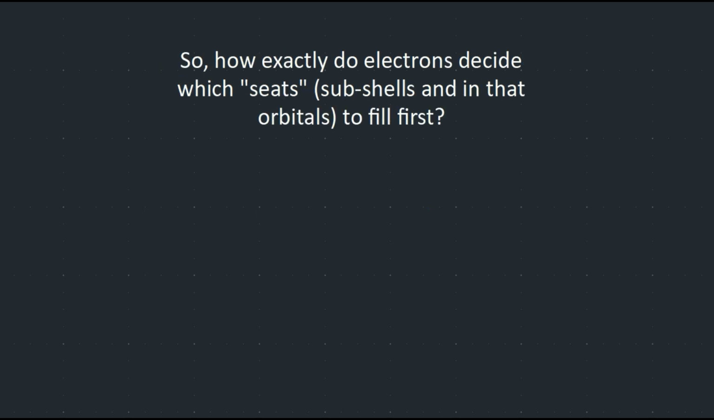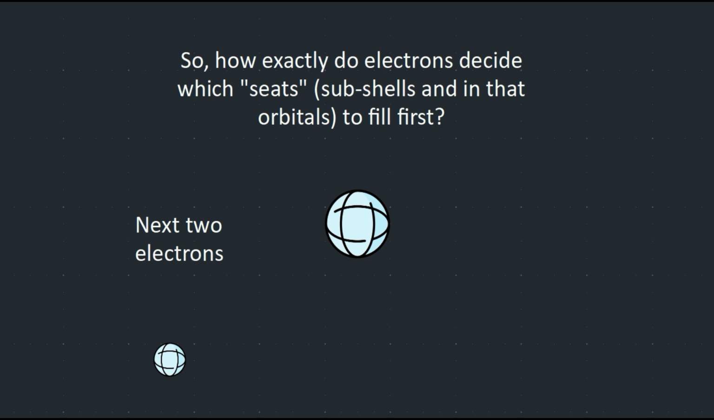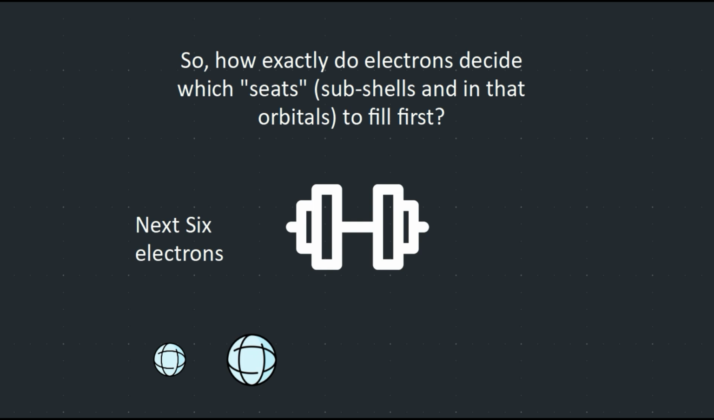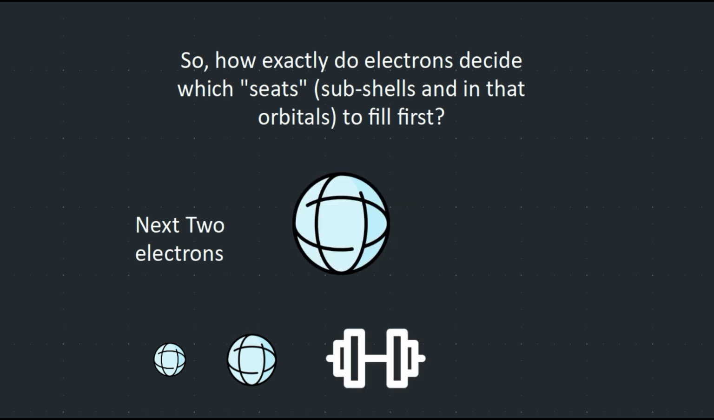Now, how exactly do the electrons decide which seats to fill first? The very first two electrons have to occupy the spherical shape. The next two electrons which come in again have to occupy a different spherical shaped space. Next 6 will occupy the dumbbell shape, and the next 2 will occupy the spherical shape again.